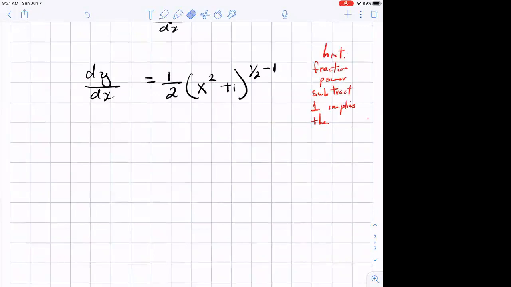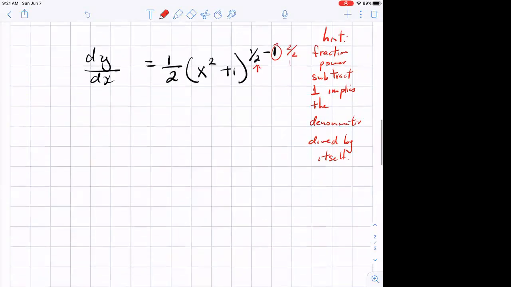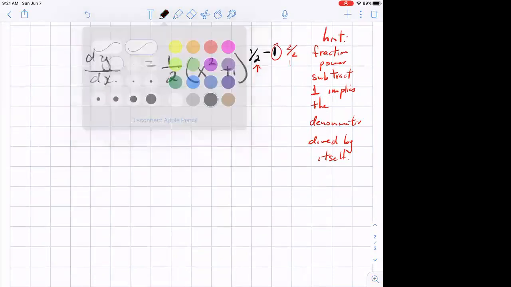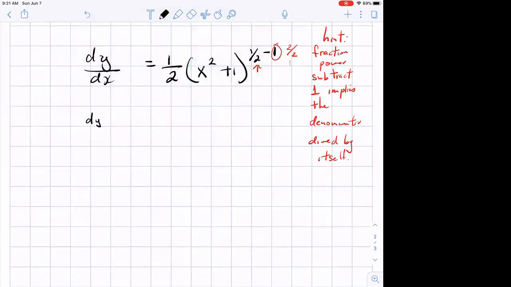The denominator divided by itself. So instead of writing 1, you will write 2 over 2. Right? Take the denominator and divide it by itself. Okay? So realistically, what we should write here is dy/dx, and this is to be continued. dy/dx is equal to 1/2 (x squared plus 1) to the negative 1/2 minus 2 over 2.